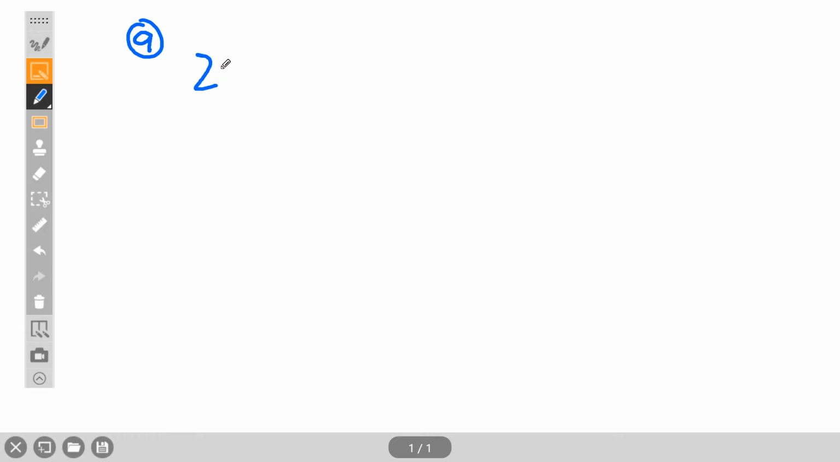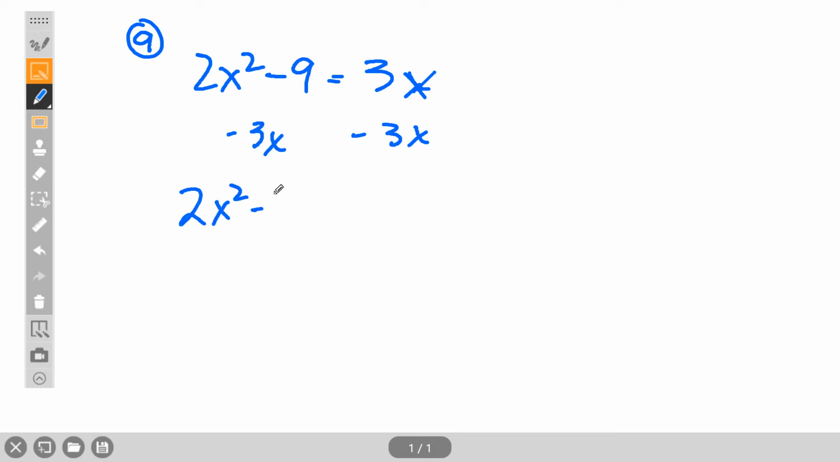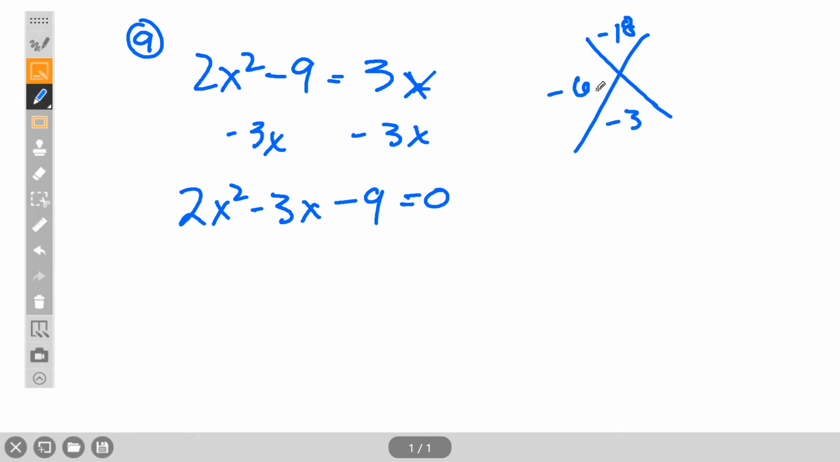Number 9, still solving. 2x squared minus 9 equals 3x. I need to set this equal to 0 first, so the 3x is going to have to come to the other side. So I have 2x squared minus 3x minus 9 equals 0. So I need to factor: a times c is negative 18, b is negative 3. So the two numbers I'm looking for are negative 6 and positive 3. So I can split up negative 3x into negative 6x plus 3x.